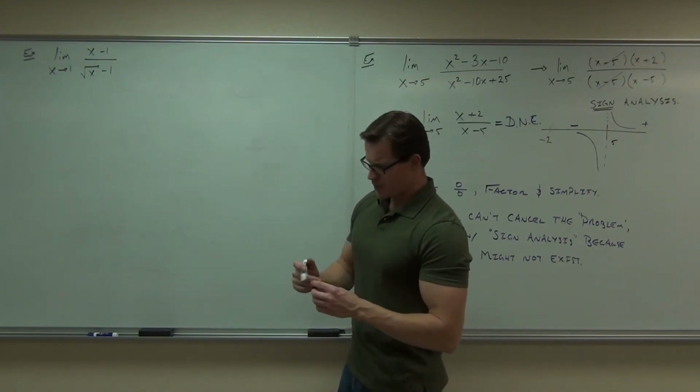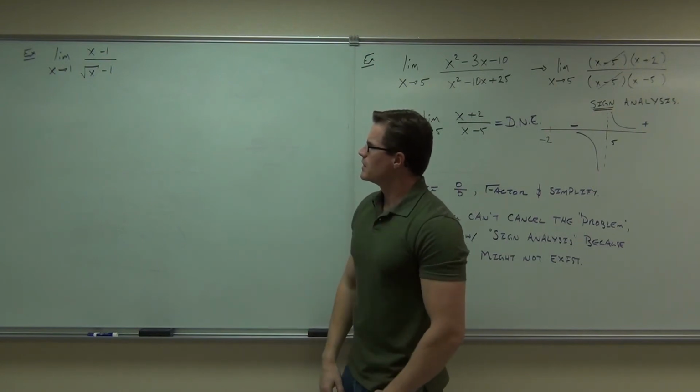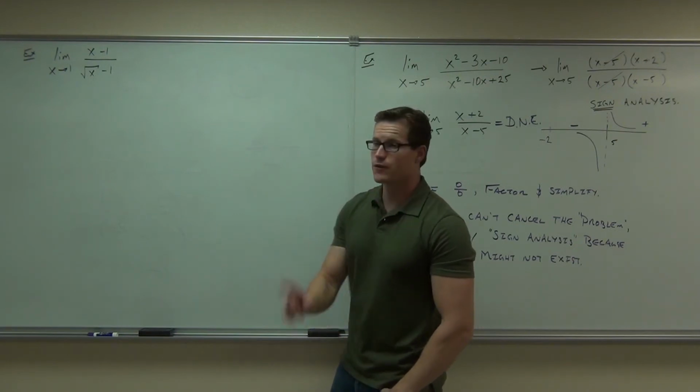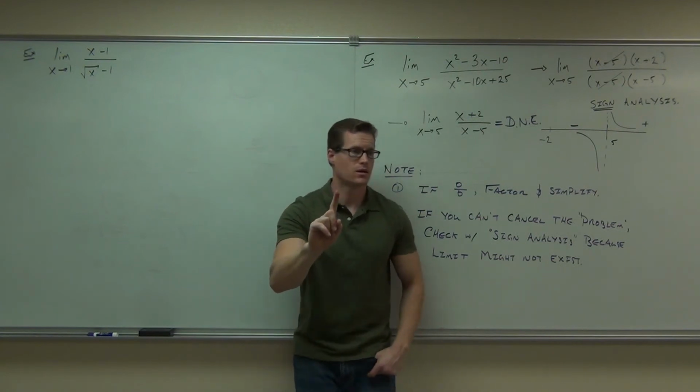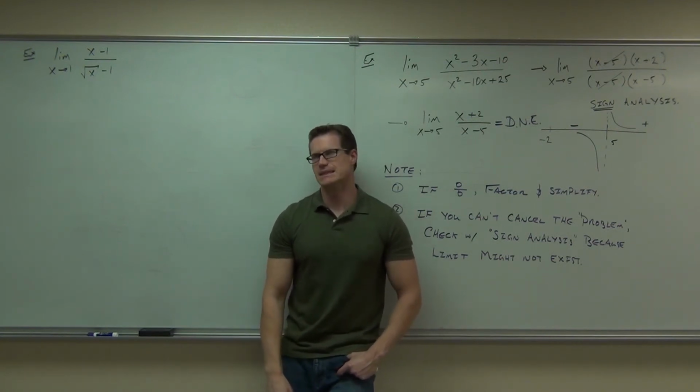All right, now, we got this situation here. Limit as x approaches 1 of x minus 1 over square root of x minus 1, oh my gosh. Well, the first thing you try to do is what? Try to plug it in. Do you have an issue? Yeah. Now, you have 0 over 0, true?